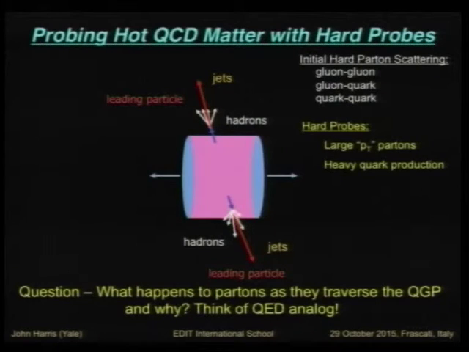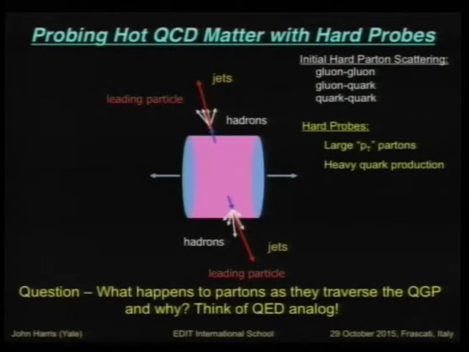Okay, so here's the next question. What happens to partons as they traverse the quark-gluon plasma? So you saw a parton, these guys are hard scattered. What happens as they traverse the medium, and what's the analog in terms of QED?